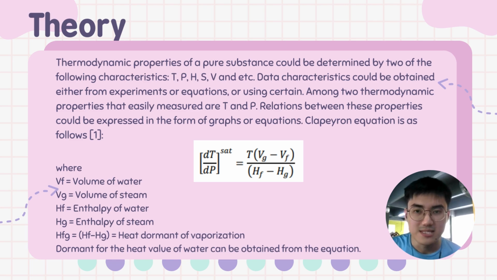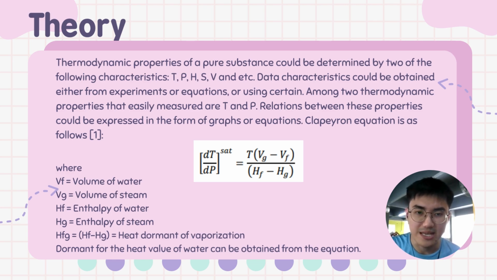For the theory, thermodynamic properties of a pure substance could be determined by two of the following characteristics: T, P, H, S, V, and etc. These characteristics could be obtained either from experiments or equations. Among the thermodynamic properties, the ones that are easily measured are T and P, which are the temperature and pressure. Relations between these properties could be expressed in the form of graphs or equations.